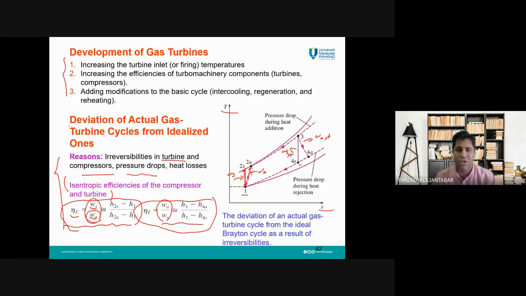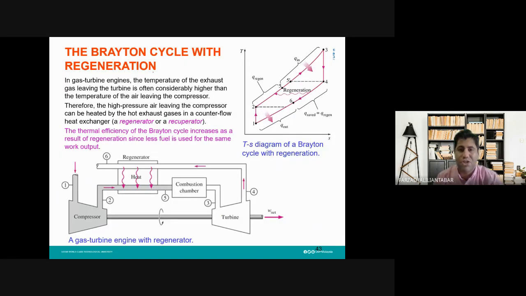What is the deviation of the actual Brayton cycle from the ideal Brayton cycle, and the reason is mentioned here. Now the modification which I told you: we can add a regenerator to this gas turbine engine to improve its efficiency. The thermal efficiency of the Brayton cycle increases as a result of regeneration. How? Because it will cause a reduction in the fuel consumption by the cycle.